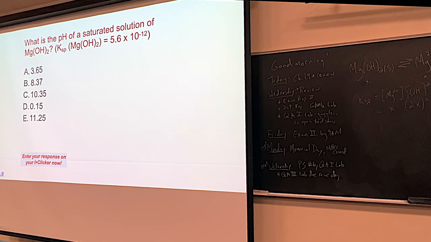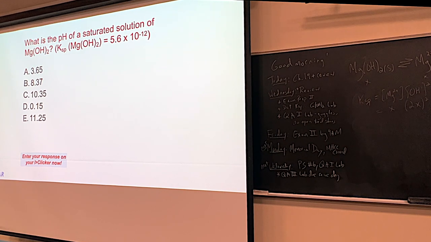So in this problem, the solid magnesium hydroxide is breaking down to magnesium and two hydroxides. This is another 2-to-1 ratio system. In this case, we have two anions and one cation. Because of x and 2x, and you square the 2x, this will be a Ksp equals 4x cubed system.